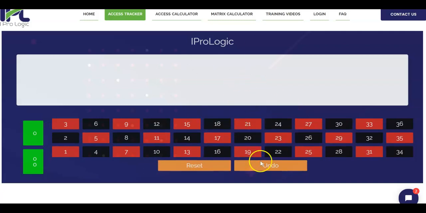When you have a mistake, you hit undo. If you get totally screwed up, just hit reset. But if you have your hit, you're going to hit reset. Okay, and that's all. It's very simple. Can't go wrong with that.